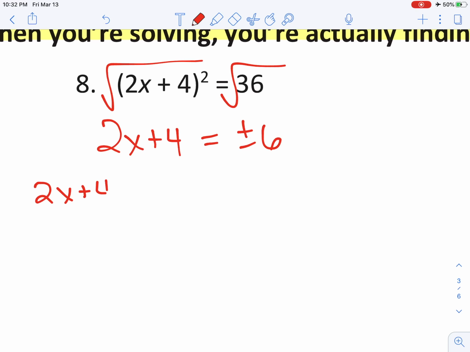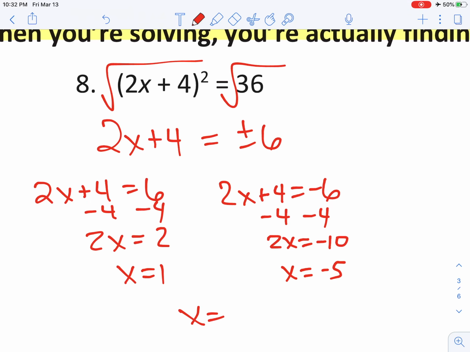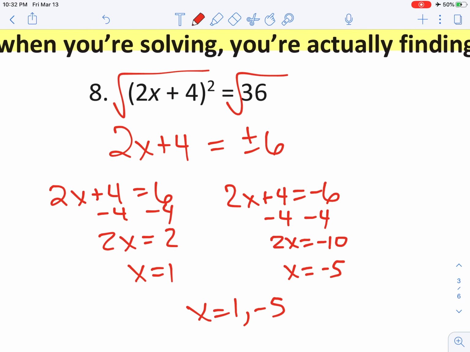Now this one I'm actually going to split into 2 because there's a little more involved in it, but I didn't have to. It just makes it easier to see. So over here, I would subtract 4 from both sides, get 2x equals 2, divide by 2, and get 1. Over here, I would subtract 4 from both sides, get 2x equals negative 10, get x equals negative 5. So 1 and negative 5 are my answers.